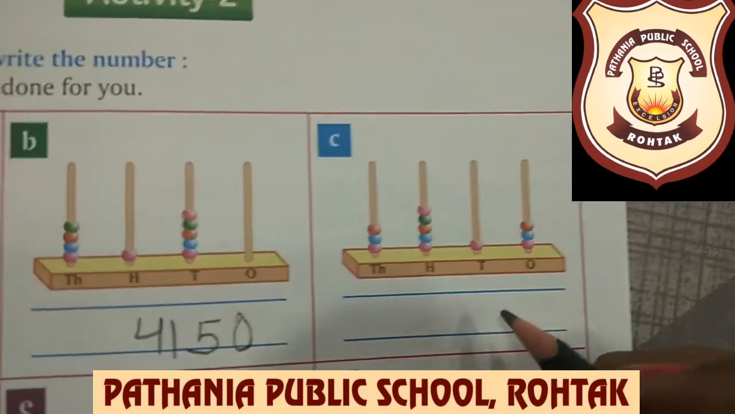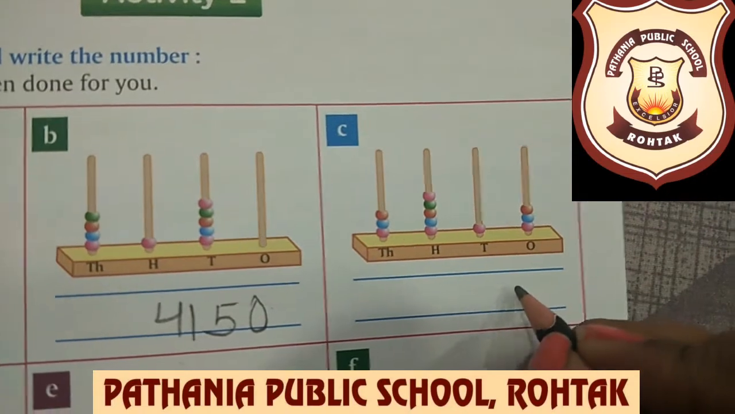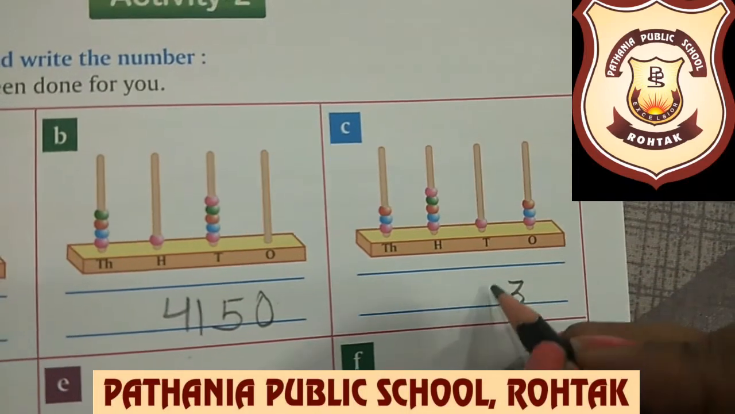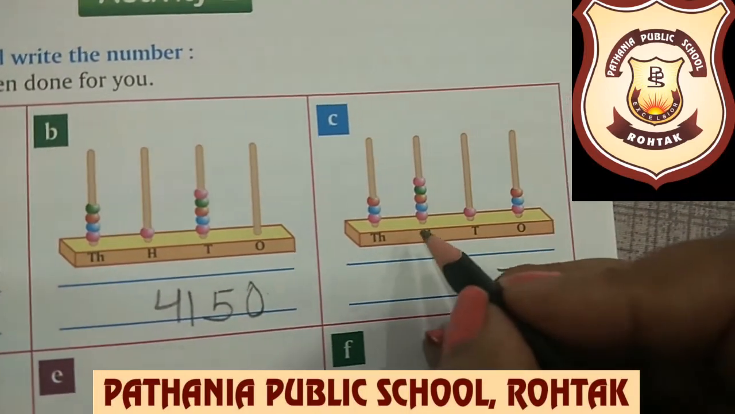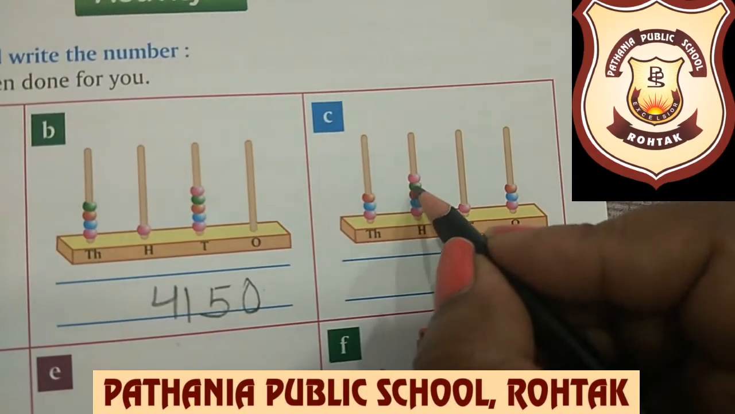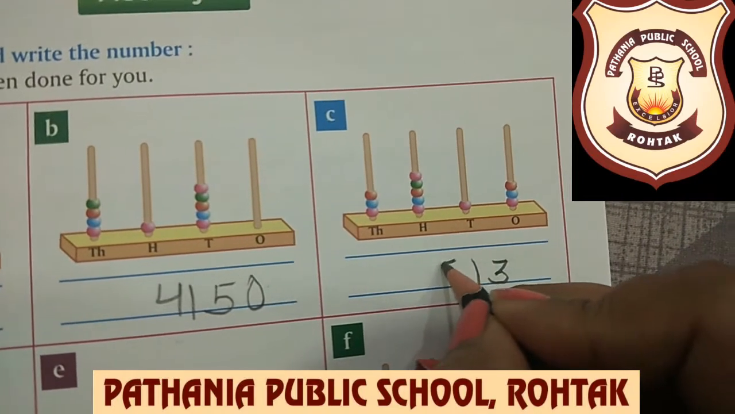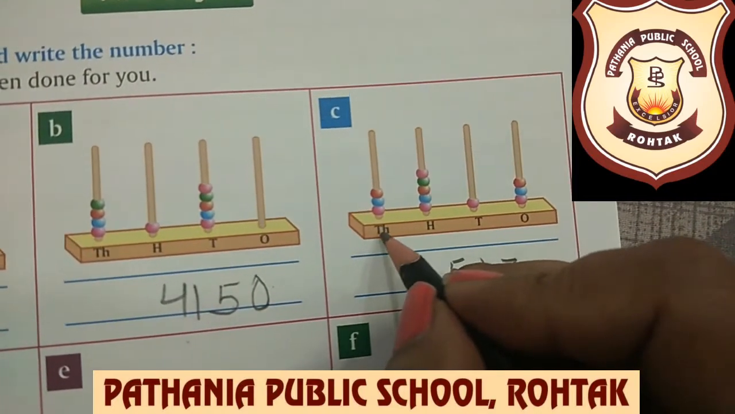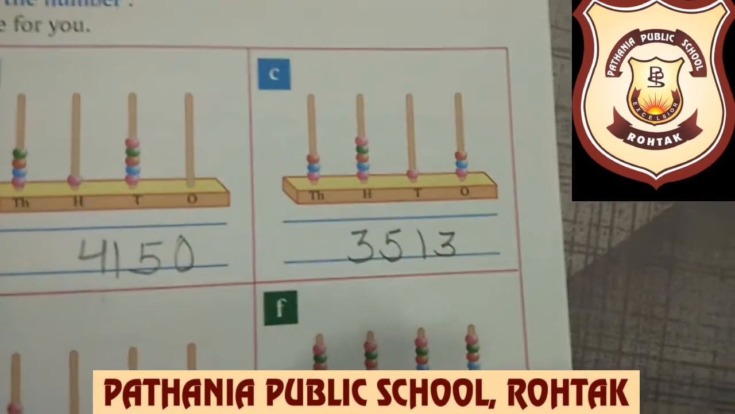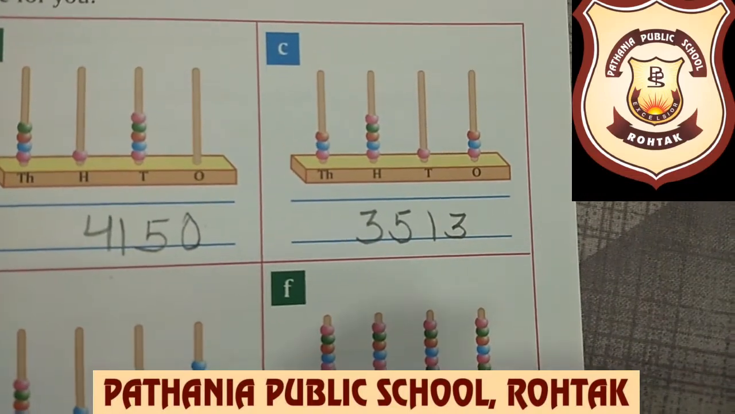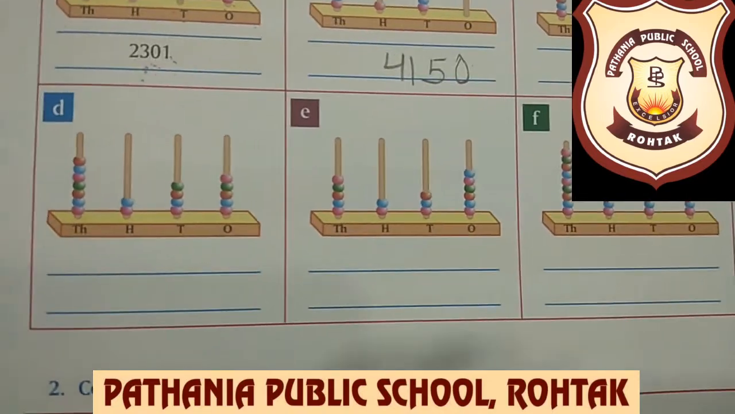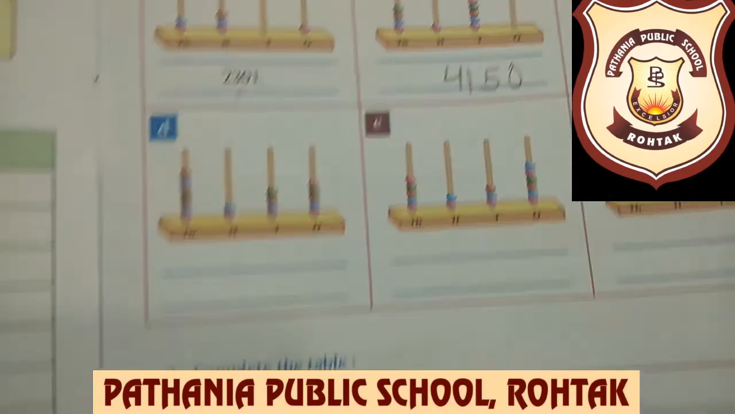In the same manner, we will do C part. First of all, check how many beads are there at ones place. 3. So we will write 3 at ones place. Now how many beads are there at tens place? 1. So we will write 1 at tens place. Now how many beads are there at hundreds place? 1, 2, 3, 4, 5. So we will write 5 at hundreds place. Now how many beads are there at thousands place? 3. So we will write 3 here. And hence we got our number, which is 3513. Now students, you will do these 3 parts on your own by following the same method.